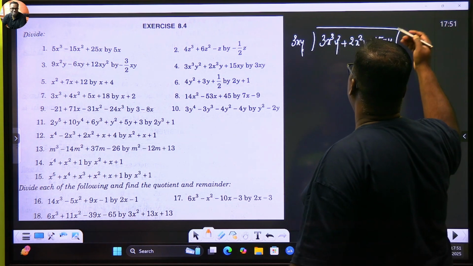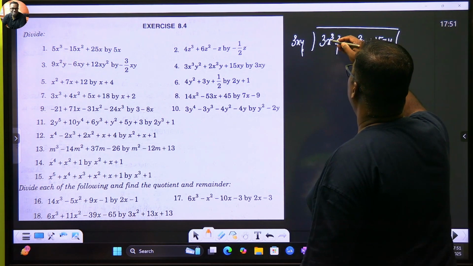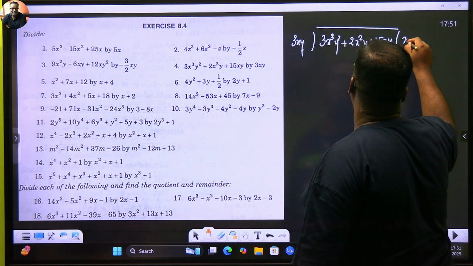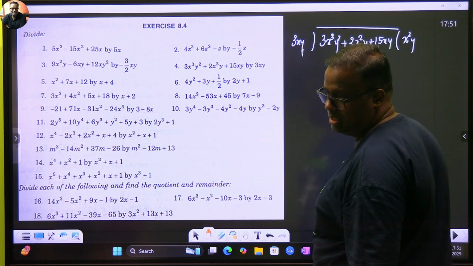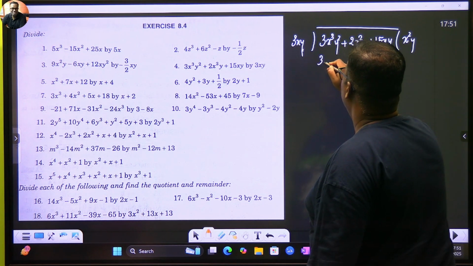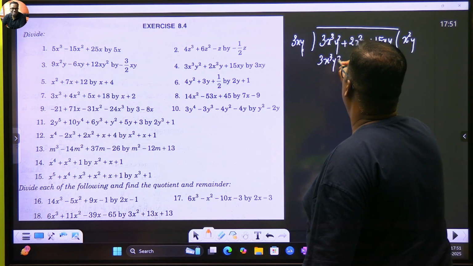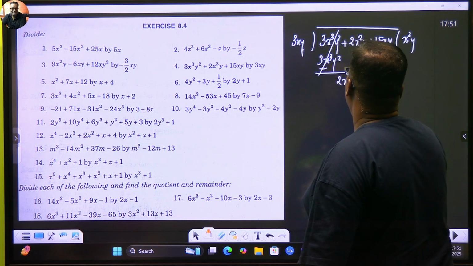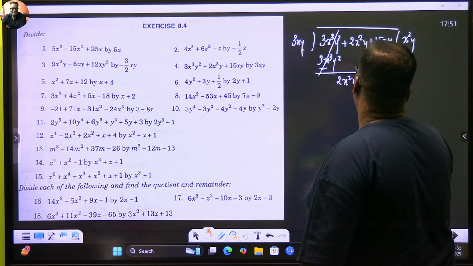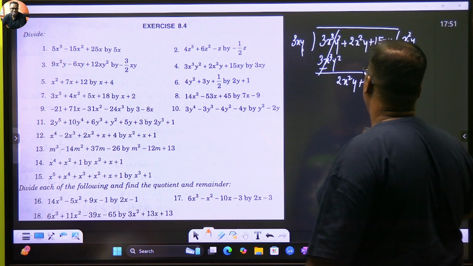3 into 3 is 1, so there is no need to write 1. You have an x cube, so I put an x square, and the y and a y square, so I put a y only. Clear? So I get 3 x cube y square, and then as usual the negative strikes out, and gets me down to x square y plus 15 xy. Are we fine here?